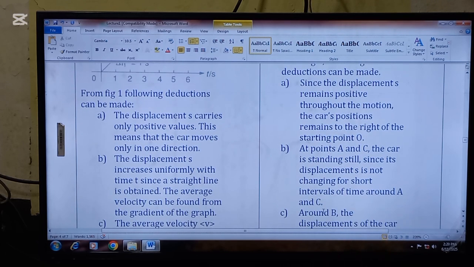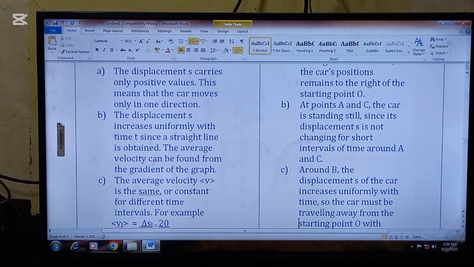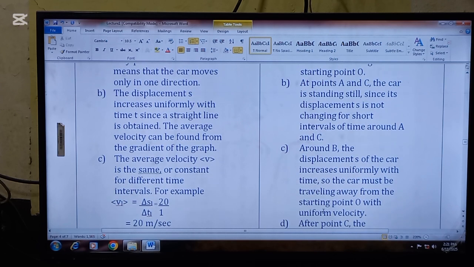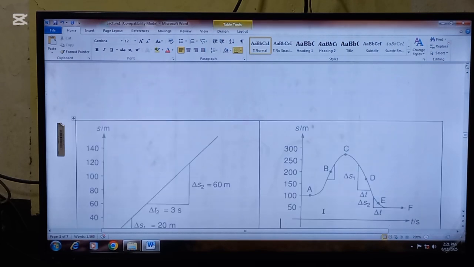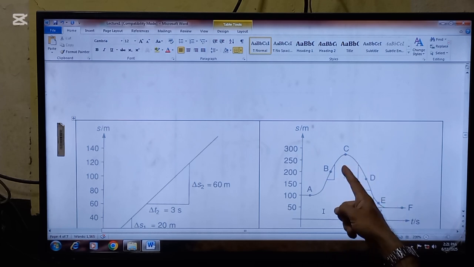Around B, the displacement of the car increases uniformly with time. So the car must be traveling away from the starting point O with uniform velocity. So look now, C is on the straight line. B is on the straight line.